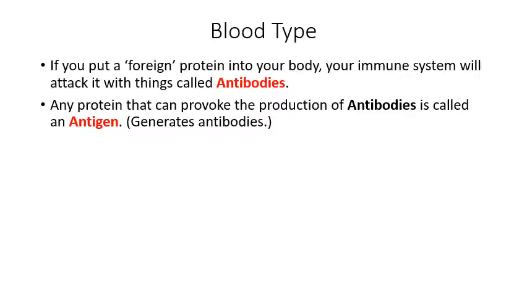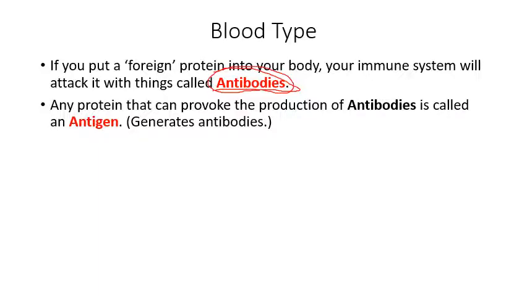All right. If you put a foreign protein into your body, that means a protein that you do not normally have, your immune system will perceive it as being a foreign invader and will destroy it by attacking it with antibodies. Right? So your immune system will destroy foreign invaders by generating antibodies. So any foreign protein that you do not have, your immune system says that's not part of me. It must be part of a hostile invader, and it provokes an antibody reaction.